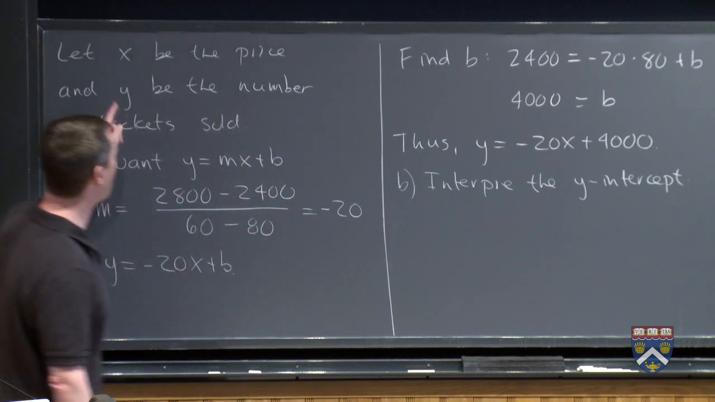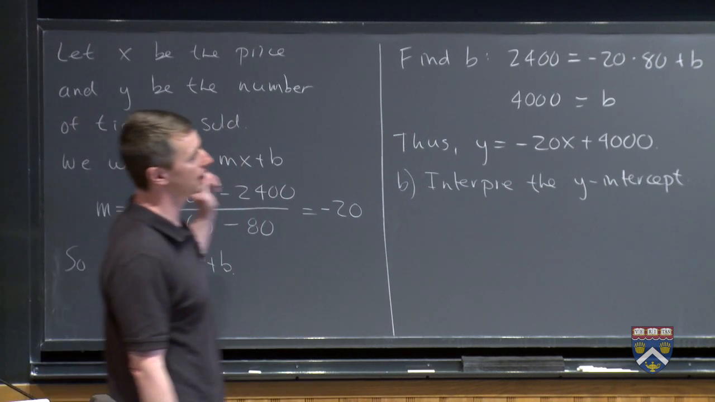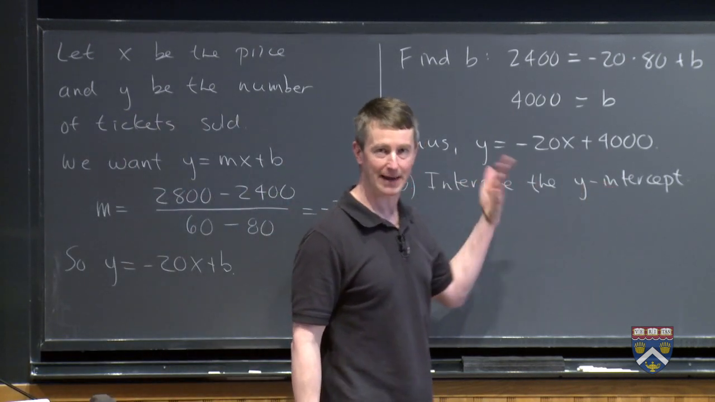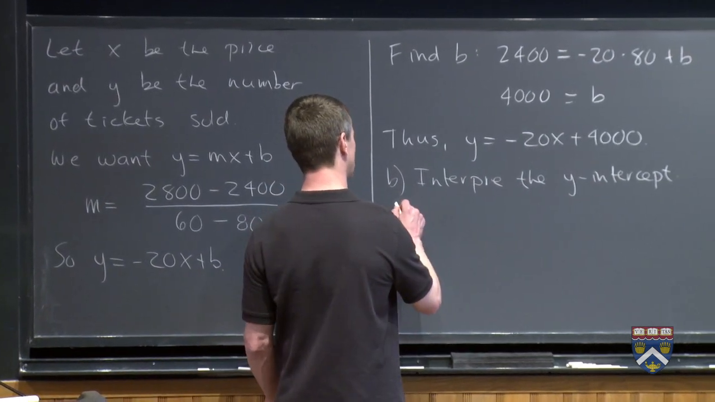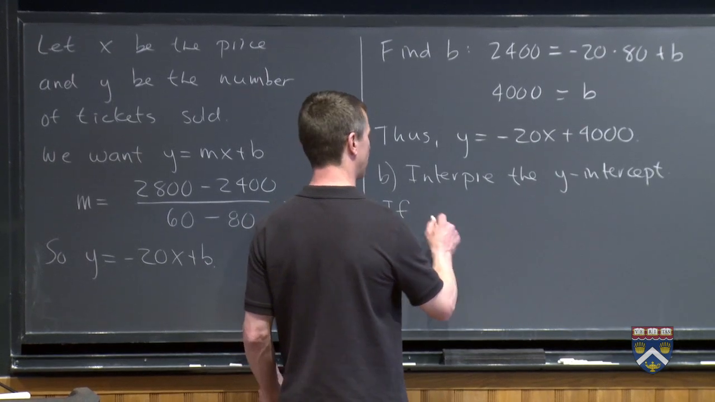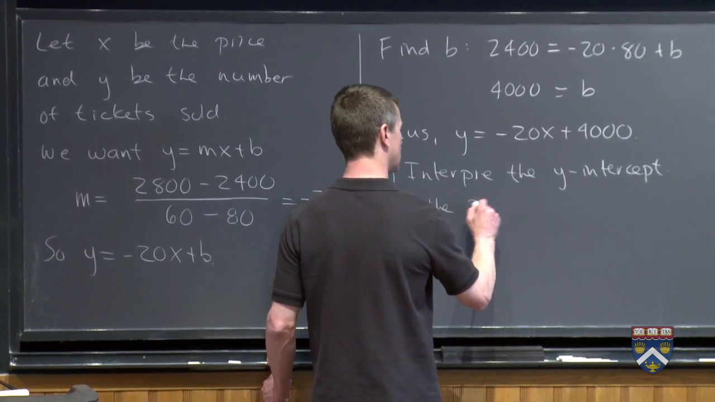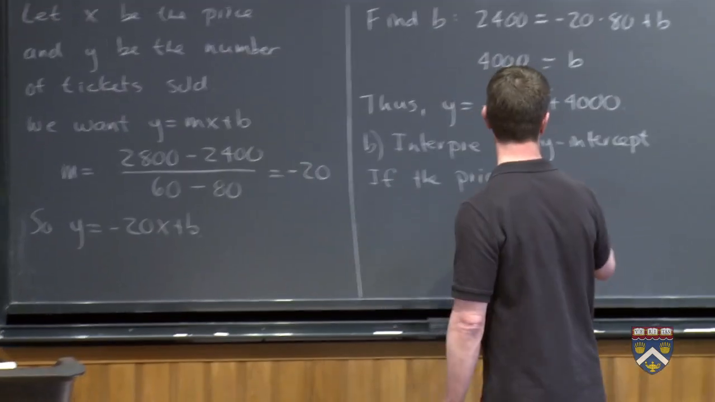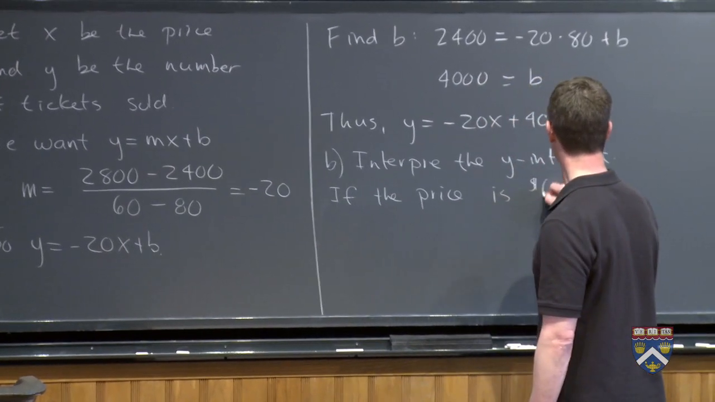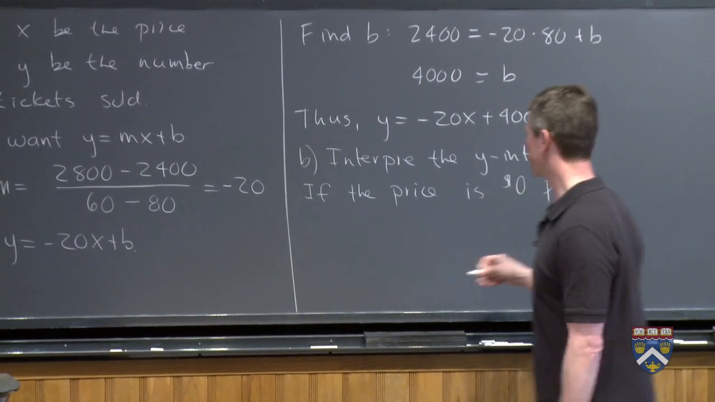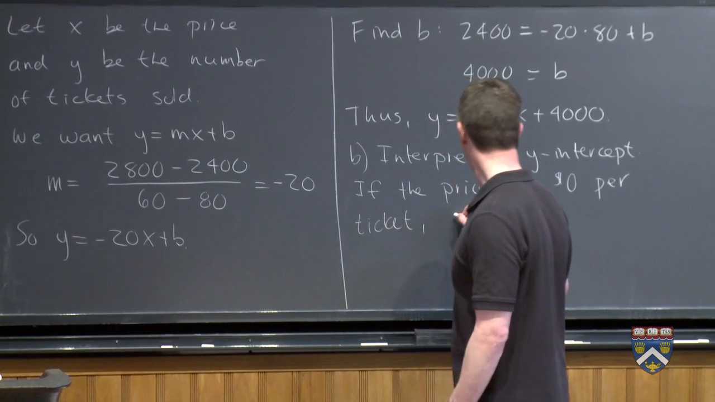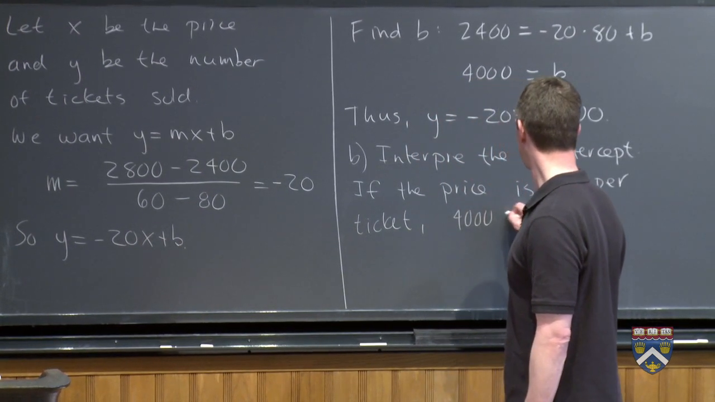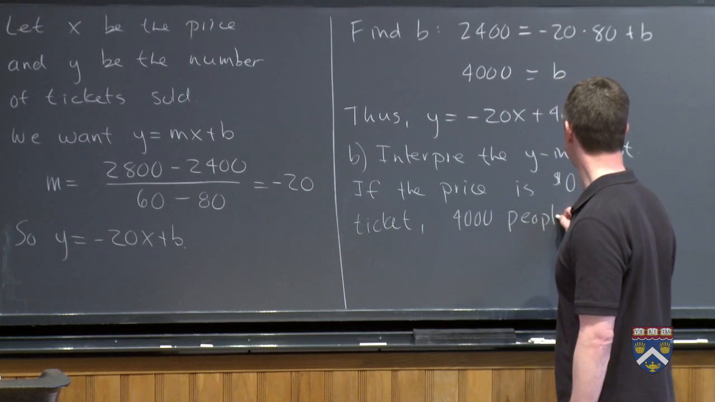Well, we've decided that y is the number of tickets sold. And as we mentioned earlier, the y-intercept is when x is 0. So it's saying if x is 0, meaning if the price is 0, so if the tickets are free, so if the price is $0 per ticket, so if they're letting everybody in free on this day, 4,000 people will come to the amusement park.